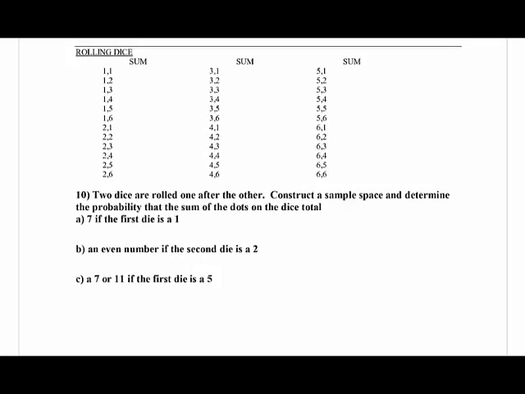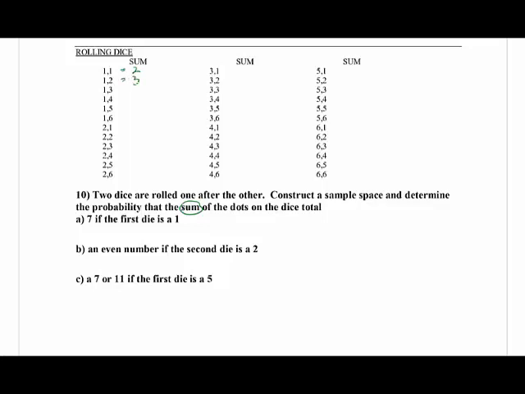Going to number 10, I actually already listed out part of the sample space for you for this problem. We're rolling 2 dice, but again, some people will be like, wait a minute, isn't this an AND problem where we're multiplying? This says construct a sample space, and we're looking at the probability that the sum of the dots. So what I'm looking at for my sample space is actually the sum that I'm going to get.